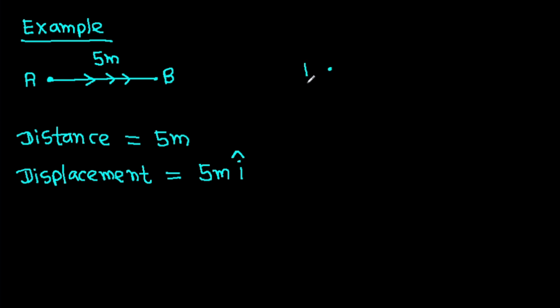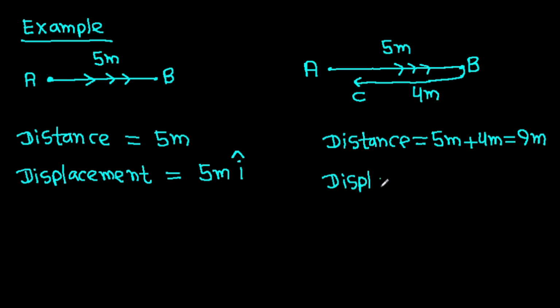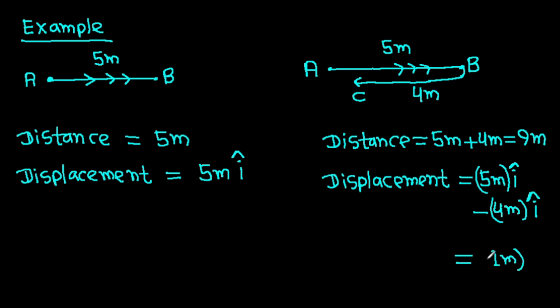And in the second case, if a person is at point A and if it moves to point B, that is again 5 meters away from point A, then from point B it comes back to point C, that is 4 meters away from point B, then in this case distance is 5 meters plus 4 meters, that will be 9 meters, and displacement will be 5 meters in i direction and 4 meters in negative i direction, that will be 1 meter in i direction.